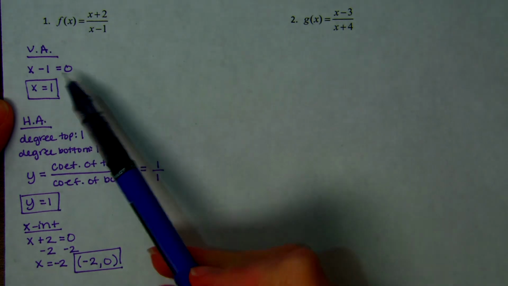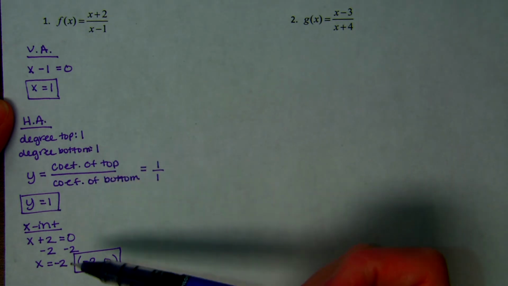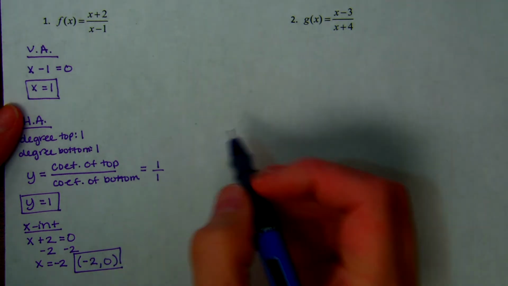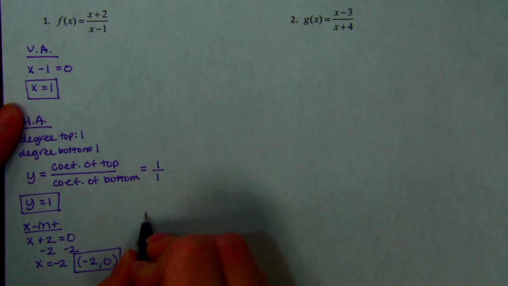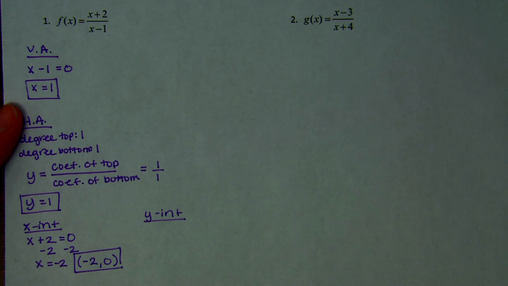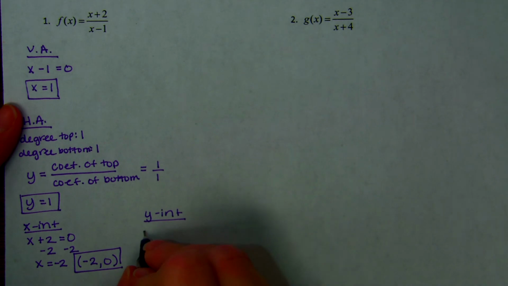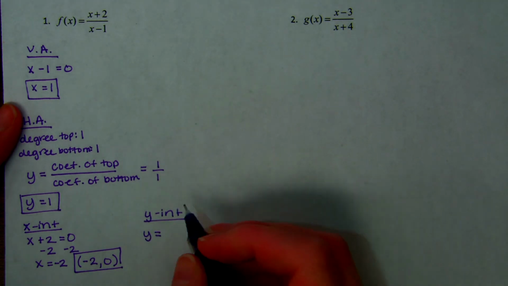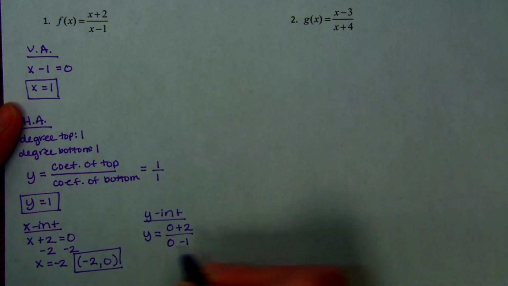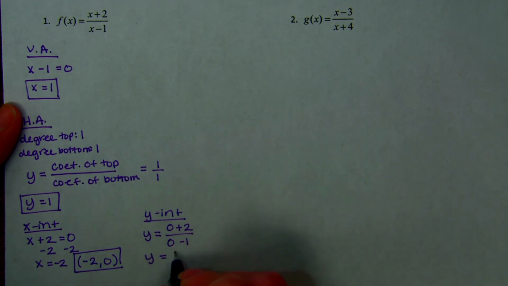So first vertical asymptote, horizontal asymptote, x-intercept. And the last thing that we have to calculate is the y-intercept. And I'm going to put that sort of right here in line with the x-intercept. And the y-intercept is found by plugging in 0 for all of your x values. So y equals, and we put in 0 for all of our x values. So that'll be 0 plus 2 over 0 minus 1. And that is 2 over negative 1, which is negative 2.